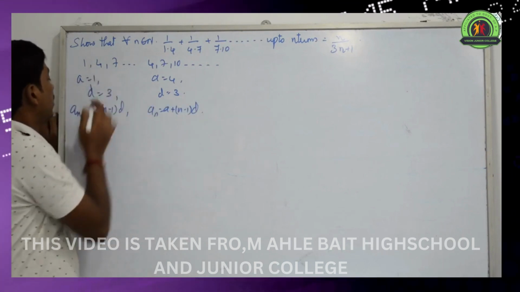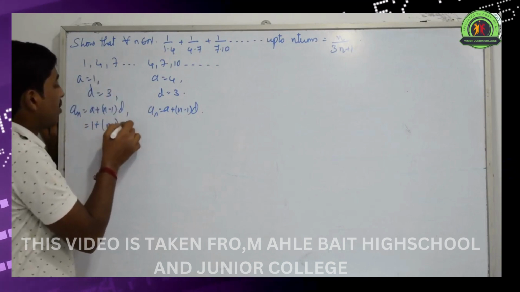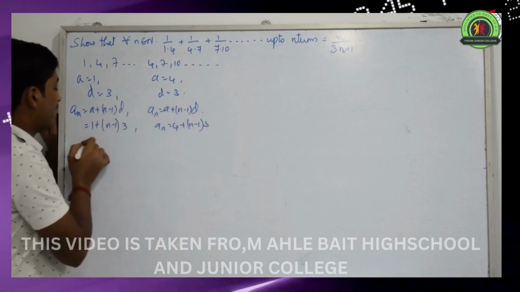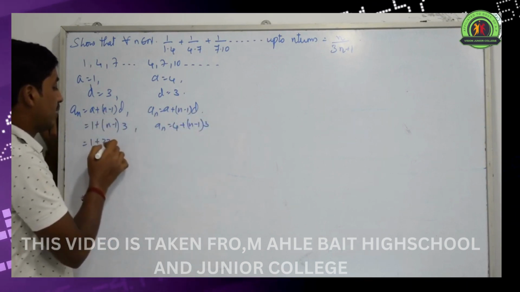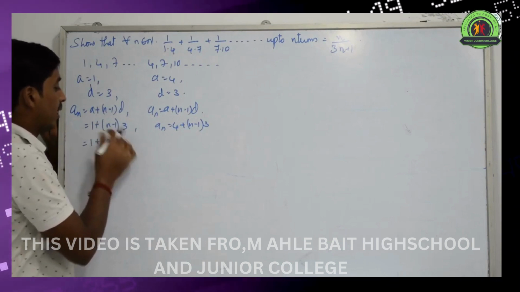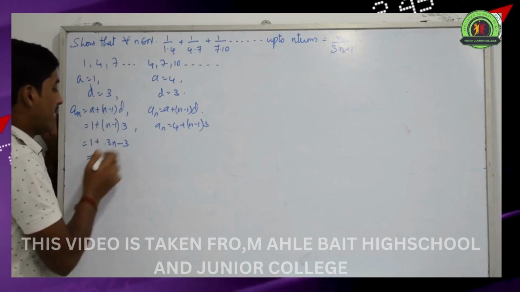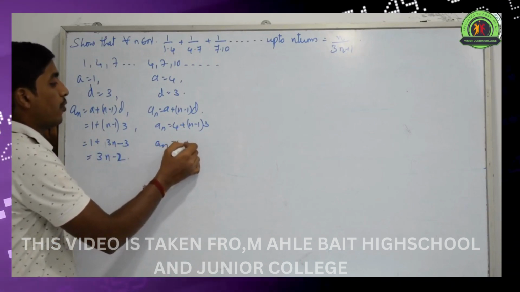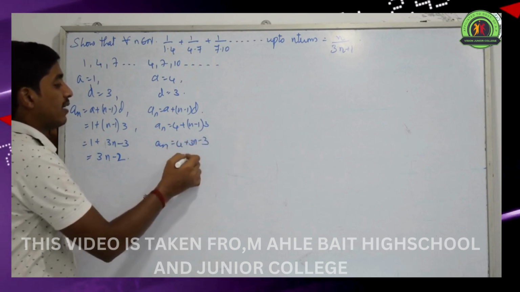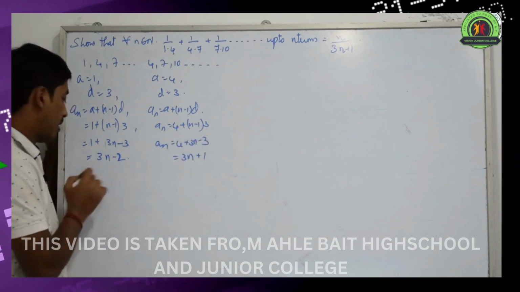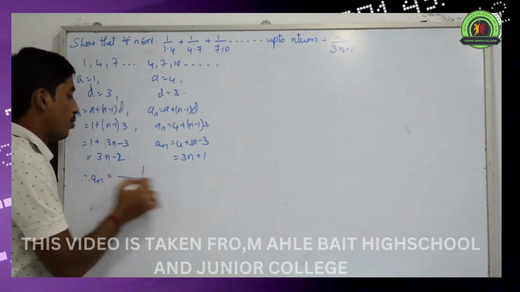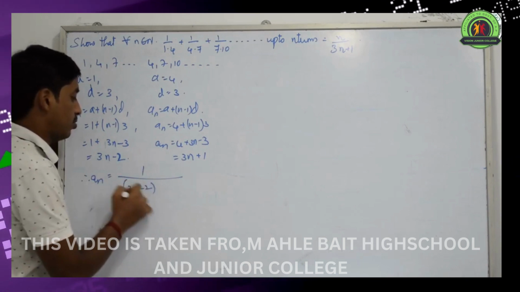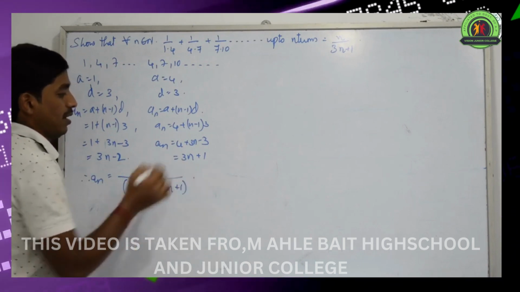Now here 1 plus n minus 1 into 3. Here 4 plus n minus 1 into 3. That is 1 plus 3 into n is 3n, minus 3 into 1 is 3. 1 minus 3 is minus 2. Here 4 plus 3n minus 3, that is 3n plus 1. Okay. Therefore, what is my nth term? Tell me. Both are in the denominator, right? This into this: 3n minus 2 into 3n plus 1.